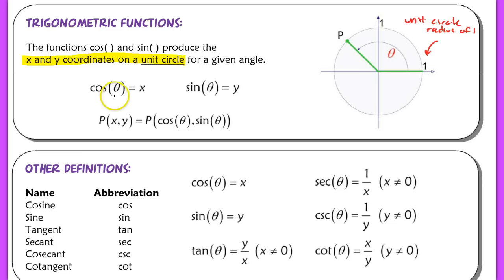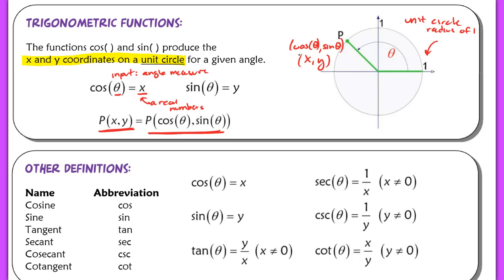So the cosine of theta, notice our input, like we talked about a second ago, is an angle measure, and our output, x here, is a real number that lies on the unit circle. So the cosine of theta is your x coordinate. The sine of theta is your y coordinate. So here, the point x, y can also be written as the cosine of theta, comma sine of theta. So this coordinate here is cosine theta, that's your x value, comma sine theta. So it just produces an x, y output.